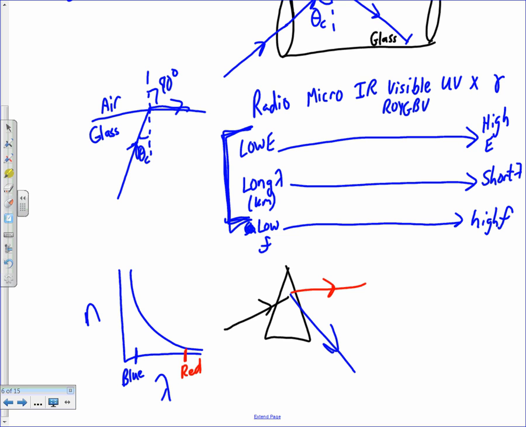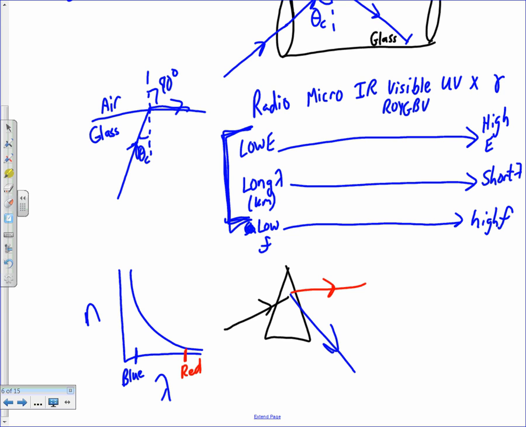Red is around 700 nanometers or so. It's the long wavelength. You will be saying that blue bends more proportionally? Blue bends more because of this plot. The index of refraction is larger for blue light than it is for red light. So it'll be the same thing.